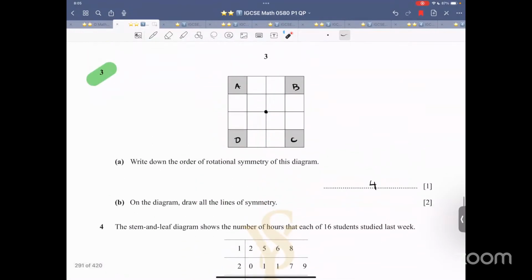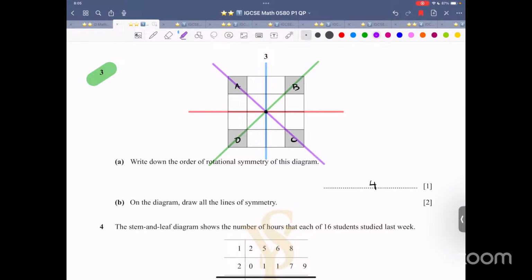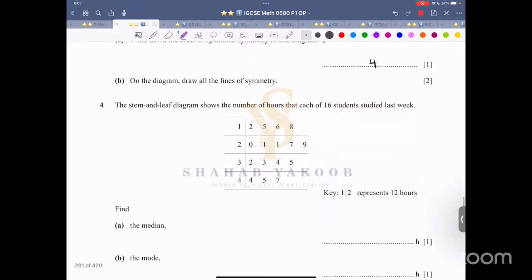And then it says on the diagram, draw all the lines of symmetry. Now, as far as lines of symmetry are concerned, I think that's the first one. Then there is this one, the next one. Then there is this green one like this. And then there is the 4th one, this purple one. So there are 4 lines of symmetry. The stem and leaf plot is not for you people.